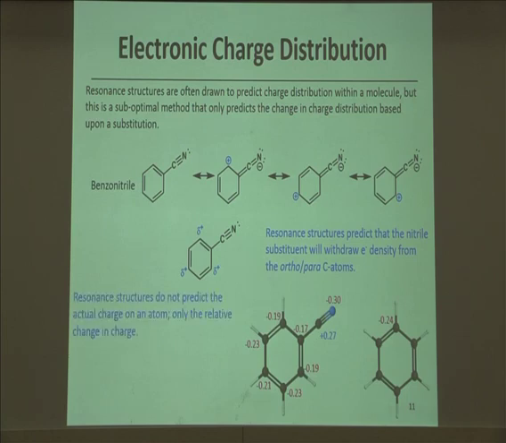So the conclusion here is that resonance structures are pretty useful to predict the charge change or the relative change in charge upon substitution. They are not effective and do not predict the actual charge at those locations. And they also don't allow us to predict the charge at the ipso carbon. Understanding all of that is important to understanding the reactivity of these types of molecules.